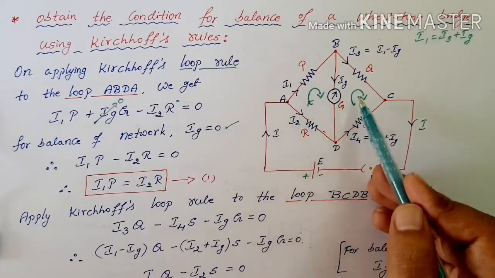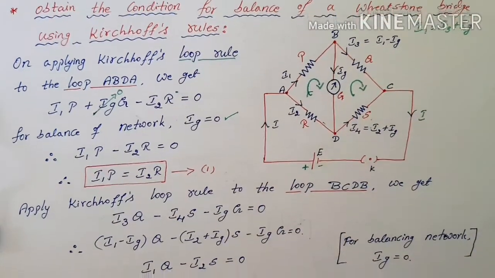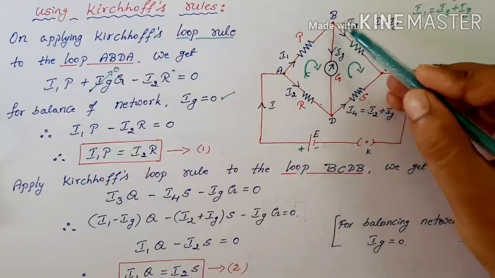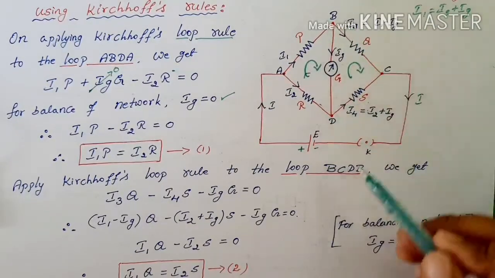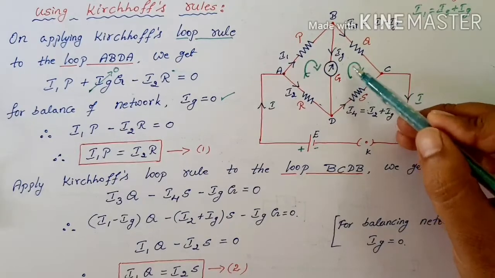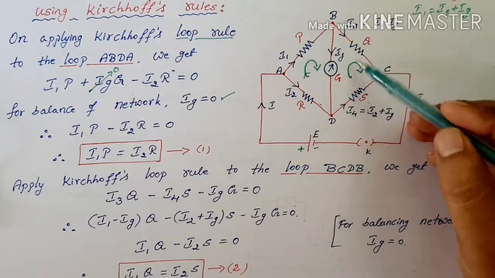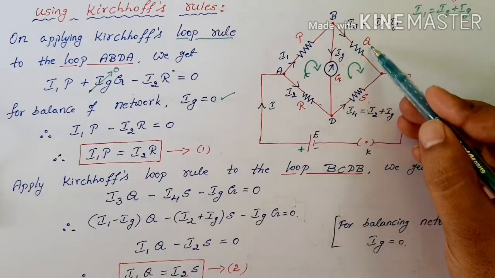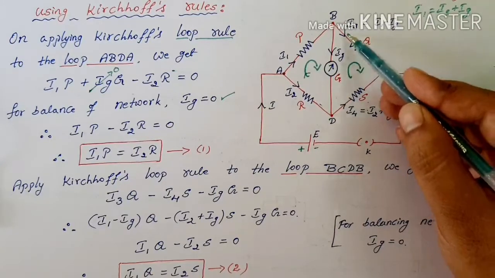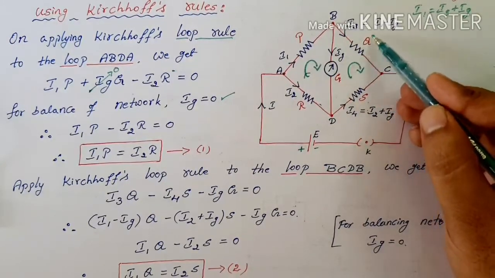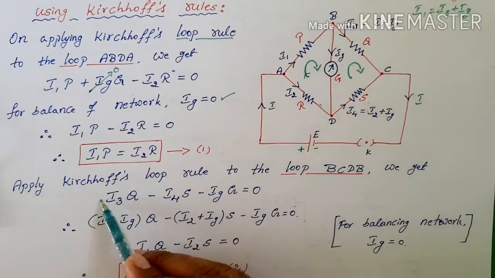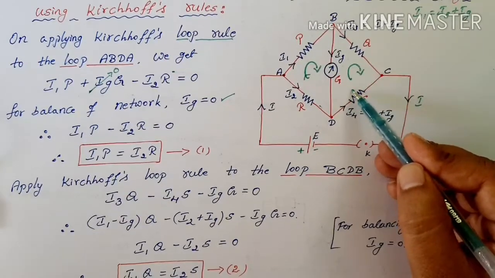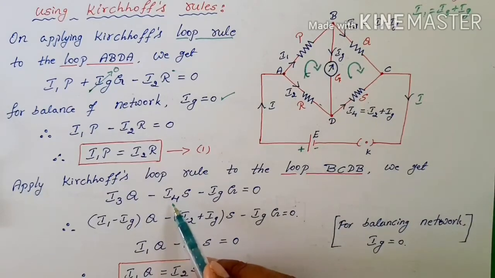Now similarly take the other loop, solve for the next equation. Consider the second loop. What is that? BCDB. This is the loop I am taking now. By using the observation of direction and the current directions, follow the loop rule. I3 into Q, because the current and this observation mark are both in the same direction, hence this product can be written as positive, plus I3Q. But observe the I4, this is going upward, but this direction is coming downward, right? Hence it is negative, minus I4S.